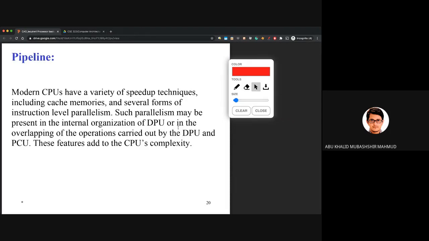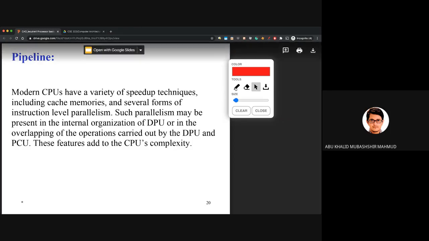So pipeline, we have already heard about gas pipelines and oil pipelines and so on. So what is this pipeline in computer science? Computer science always takes its terminologies from real life. So this pipeline is the pipeline of instructions.